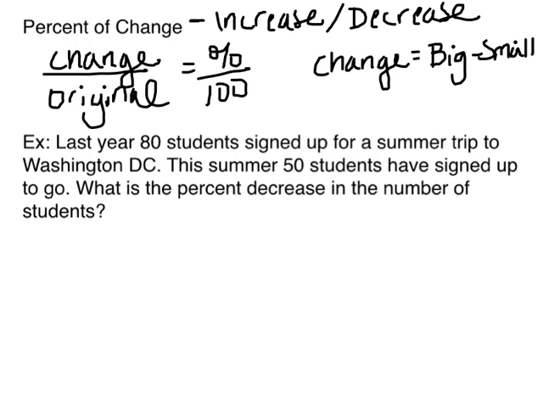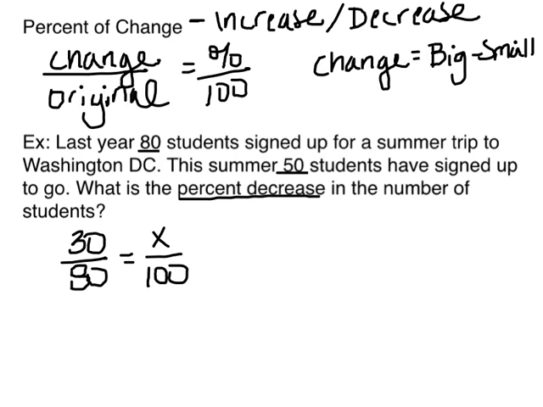So let's take a look at this example. Last year, 80 students signed up for a summer trip to Washington, D.C. This summer, 50 students have signed up to go. What's the percent decrease in the number of students? So change, we're looking at 80 and 50. So 80 minus 50 is 30. Over original, the first number is 80 last year, equals, we're looking for the percent decrease, so x over 100.